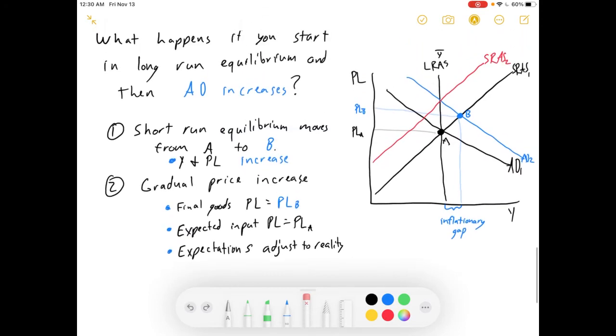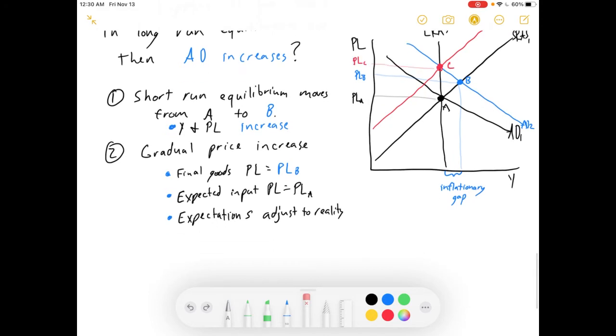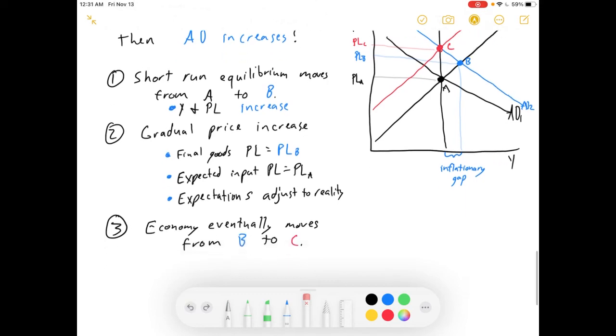And as they do that, the short-run aggregate supply curve will decrease. As they raise their wages and other prices to meet these expectations, as input cost rises, the short-run aggregate supply will decrease. Okay? That's going to look like this, which has a new short-run equilibrium on AD2 and AS2. That's point C here. And so we're going to move to this point C with this higher price level and the same potential GDP. The economy eventually moves from B to C.